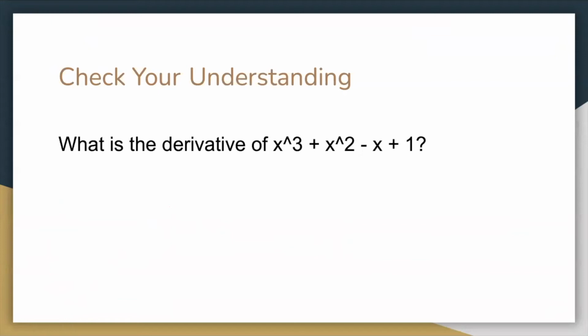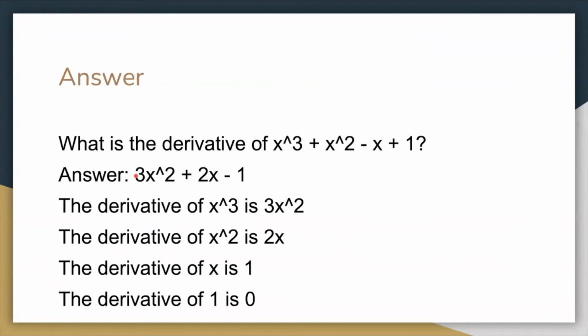Okay, so the answer is 3x squared plus 2x minus 1, because the derivative of x cubed is 3x squared. We learned that yesterday or in video number 2. The derivative of x squared is 2x, the derivative of x is 1, and the derivative of 1 is 0.